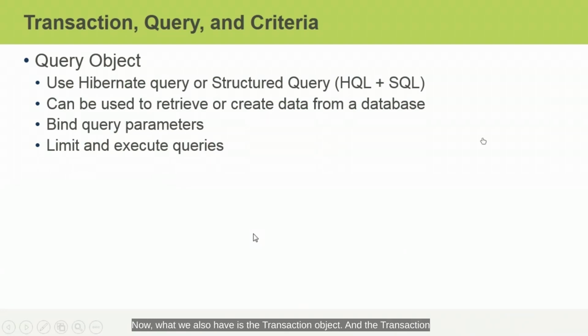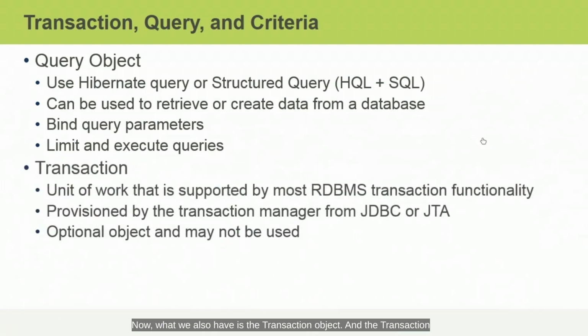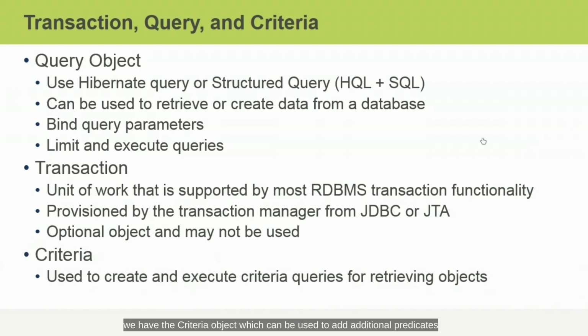Now, what we also have is the transaction object. The transaction object can be used to start a database transaction and roll back a transaction in the event of a failure, so we don't leave our database in an inconsistent state. And then lastly, we have the criteria object, which can be used to add additional predicates to our queries to filter result sets based on certain criteria.